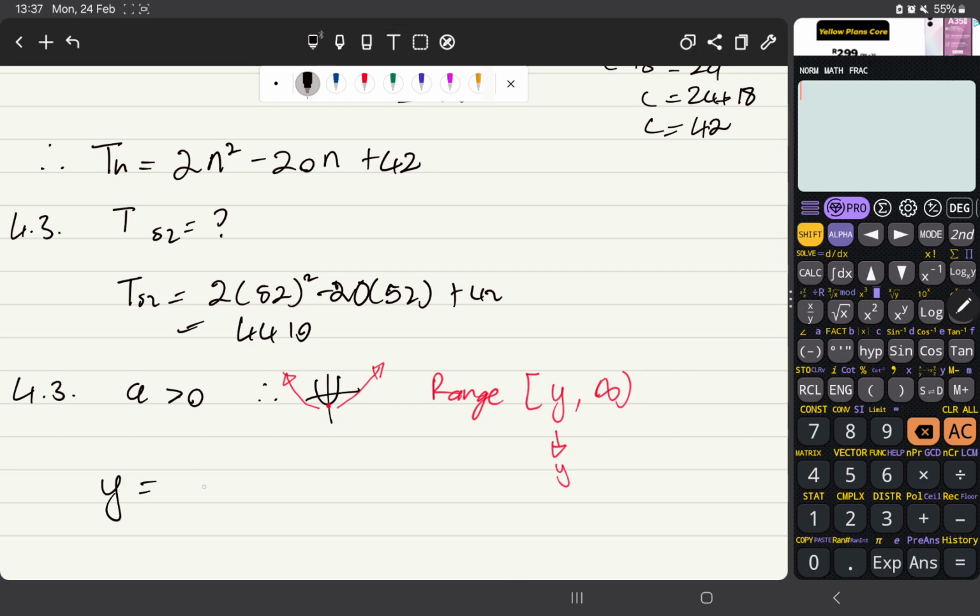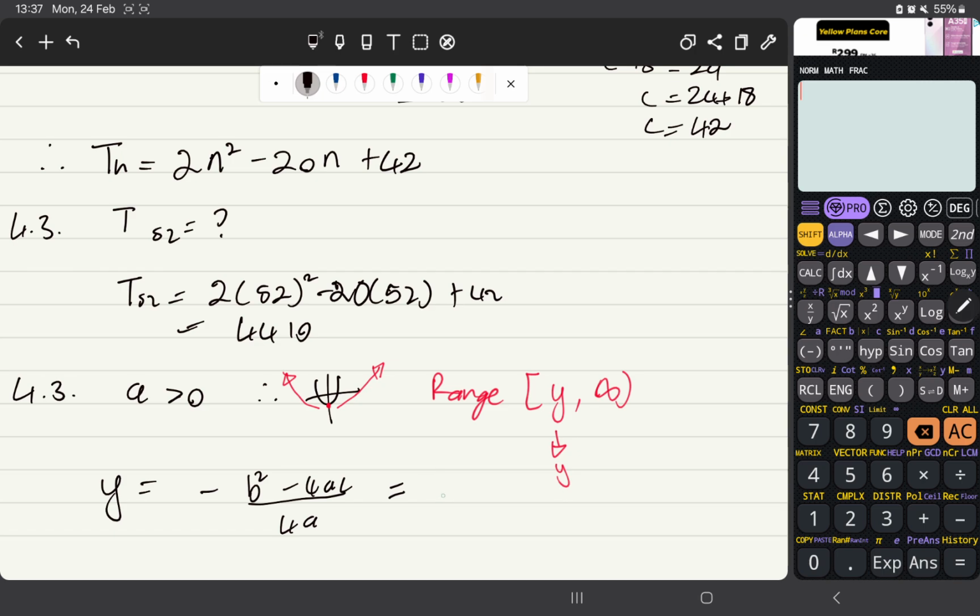You have y equals to minus b squared minus 4ac, and then you have 4a, and this is the formula we use to get the y value of the parabola, right? In this case, so let us just do that.